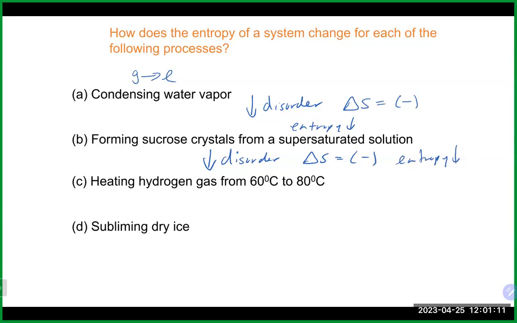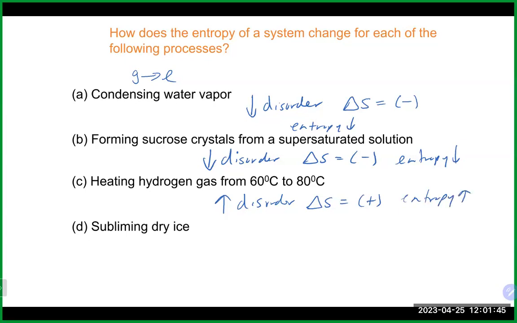Heating hydrogen gas from 60 to 80 degrees. We're increasing the temperature. So as you know from your gas laws conversations, when you increase the temperature, the root mean square velocity of a gas will increase as well, right? It should start flying around a lot faster. That would increase the disorder. We have all these things flying around a lot faster. And that means that our entropy should be increasing and become more positive in that particular case.